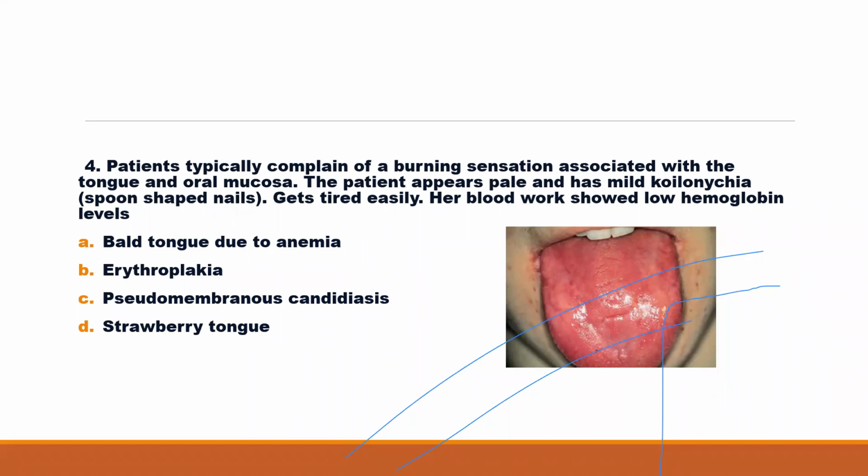Thank you. So yes, the right answer, as most of them answered, is A. It is bald tongue due to anemia. It cannot be erythroplakia because we do not have a demarcating normal mucosa here. The entire tongue is devoid of papillae. And it cannot be strawberry tongue because in strawberry tongue, we still see red papillae, but here it is smooth and shiny. So it is all lost due to anemia. So the right answer is A.